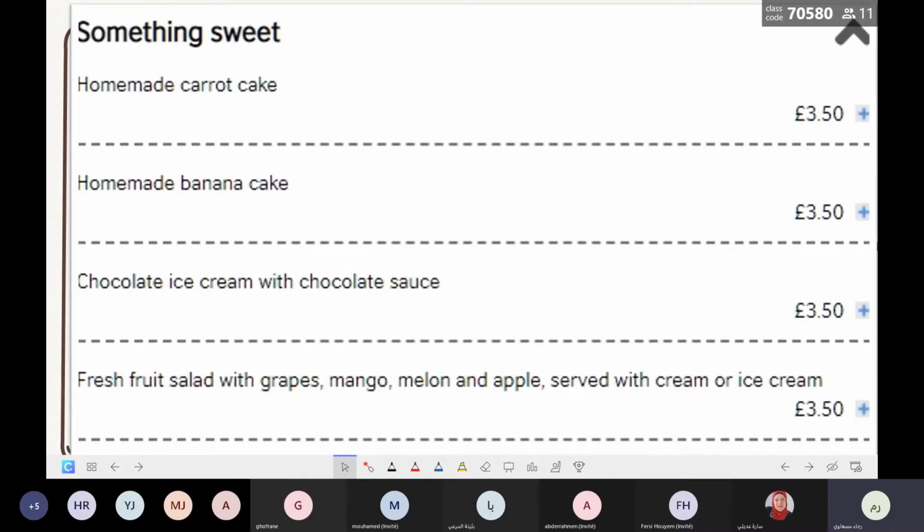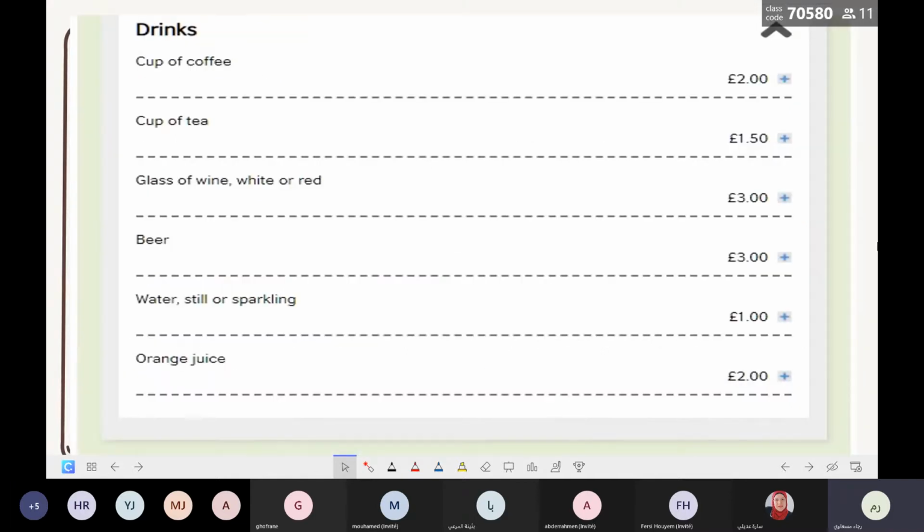Okay? And at the end, of course, you can order something refreshing to drink. For example, cup of coffee, 2 pounds. Cup of tea, 1.50 pounds. Glass of wine, white or red, 3 pounds. Beer, 3 pounds. Water, still or sparkling, 1 pound. Orange juice, 2 pounds. Okay?